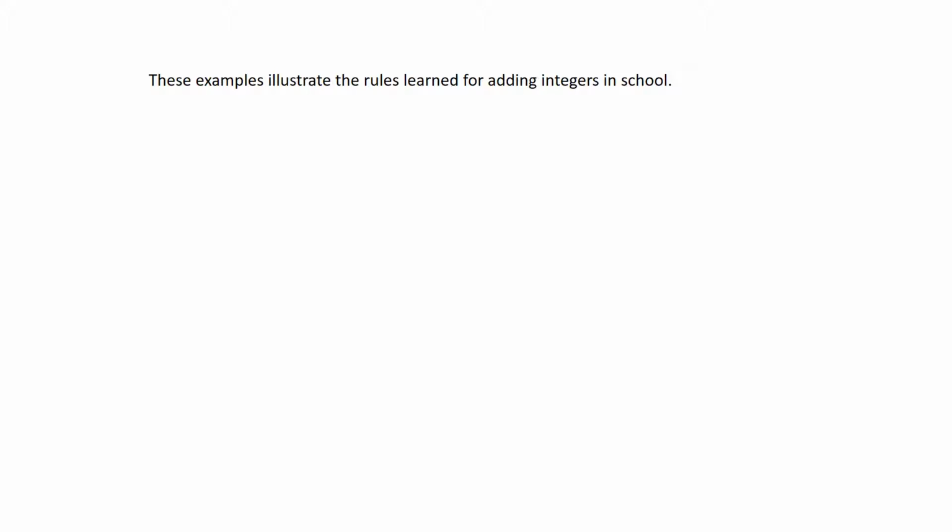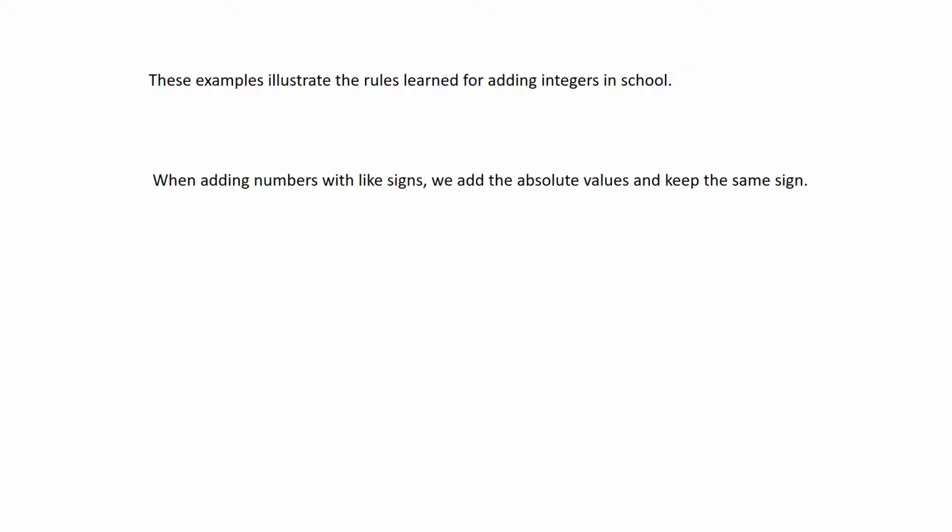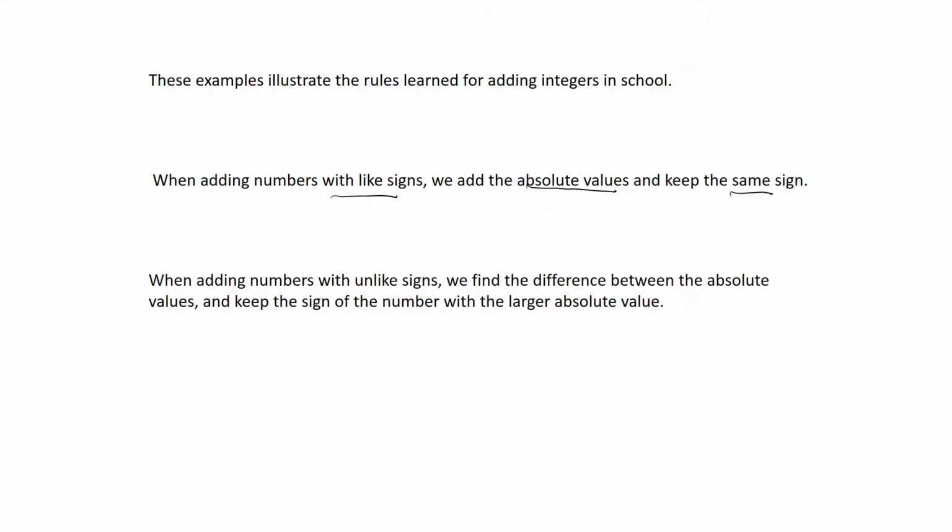So these examples of adding integers go with the rules that you learned in school. When you add like signs, you add the values of the numbers, the absolute values, and then keep the same sign. When you add numbers with unlike signs, you find the difference. So that's like going up and then going back on the number line. So you're finding the difference between these two numbers, and then you keep the sign of the number with the larger absolute value.